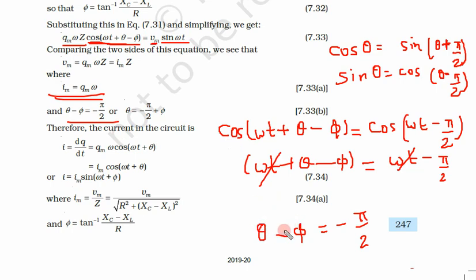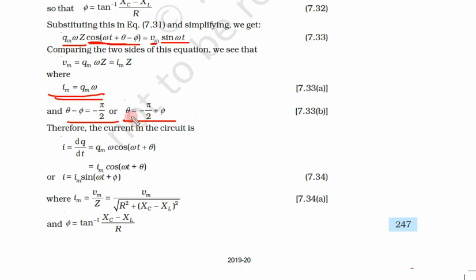So let us do some mathematics. Let us take phi to this side. What we get is theta equal to minus pi by 2 plus phi. So this is the value of theta. And phi we already know: it is tan inverse of Xc minus XL upon R.